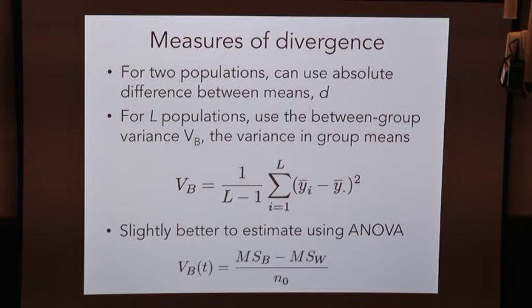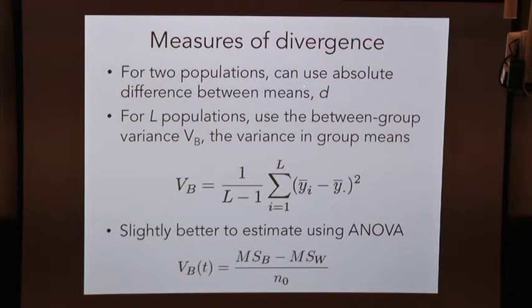A slightly better approach is to use analysis of variance. Why? Analysis of variance takes into account that when you estimate the mean for population i, you estimate it with error. And that error depends upon the sample size and sigma naught. So you can basically just express that in the same way. This is the mean squares between minus the mean squares within, divided by the sample size. So typically, people use ANOVA to estimate VB, although you can estimate it here. The theory still holds, this is just a slightly better estimate.